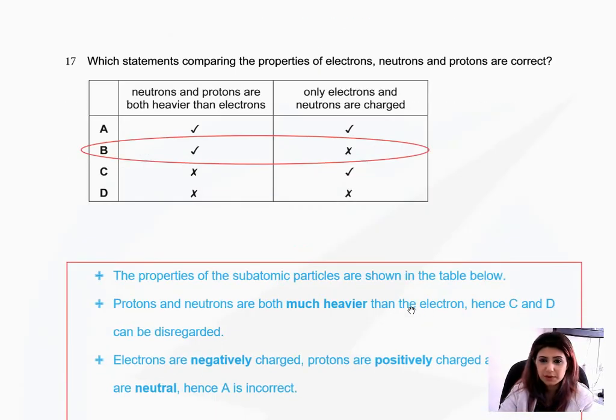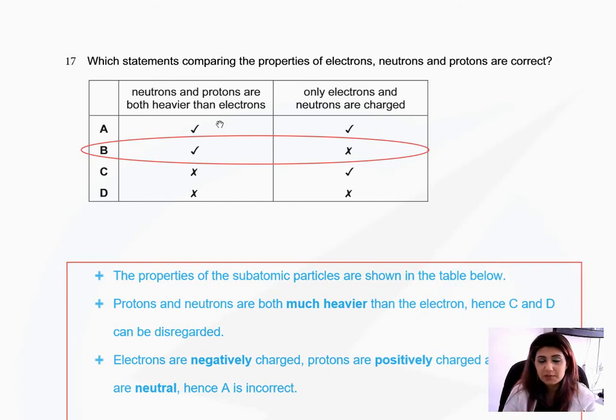Question 17, which statement comparing the properties is correct? Neutrons and protons are both heavier than electrons. That's right. If I say, for example, my PC weight, let's assign it as the weight of a proton. This is how heavy a proton will be, the size of my PC. Then the neutron will be exactly the same weight. So protons and neutrons are exactly the same weight.